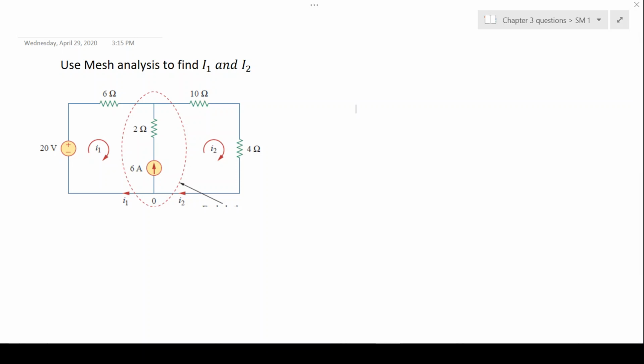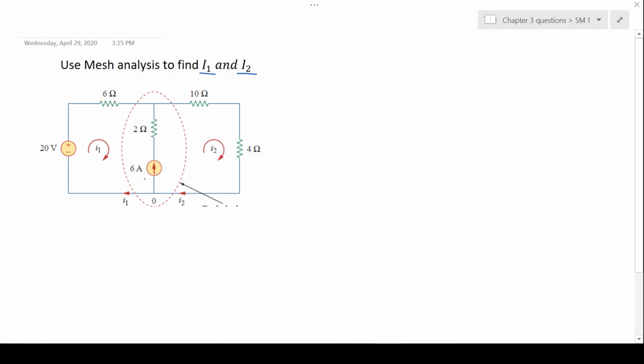Hello everyone, and welcome to this example recording on supermeshes. So in the question that we're going to be attempting, we need to determine I1 and I2 using mesh analysis.